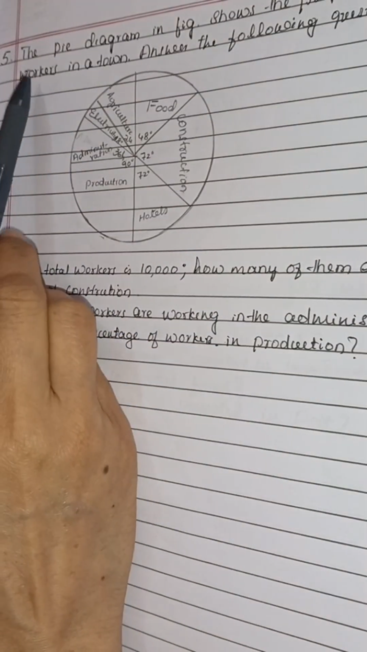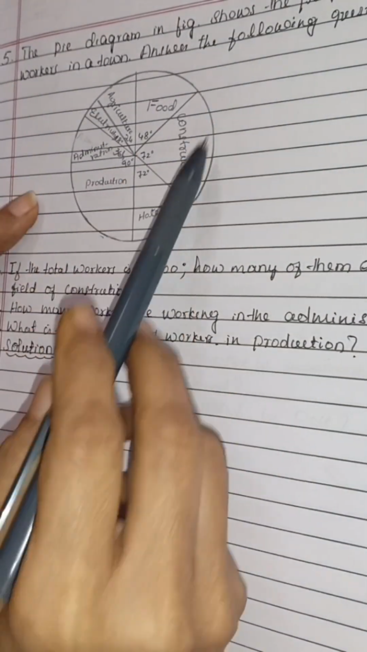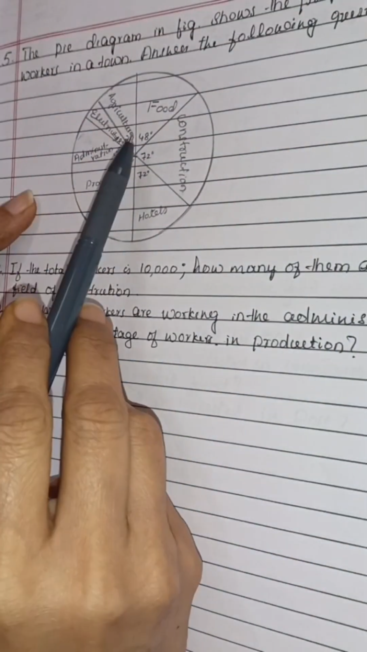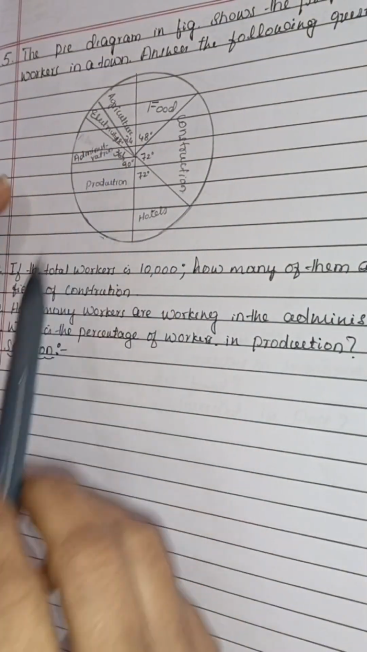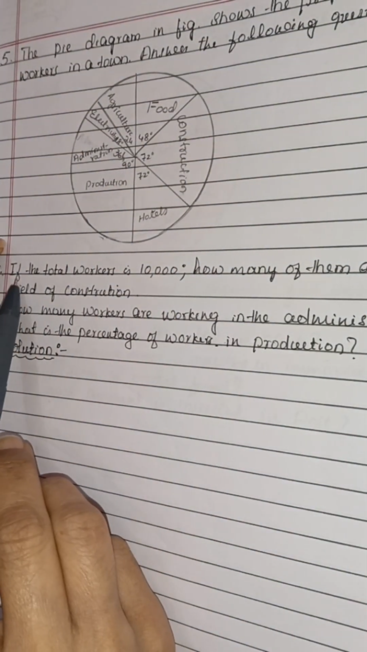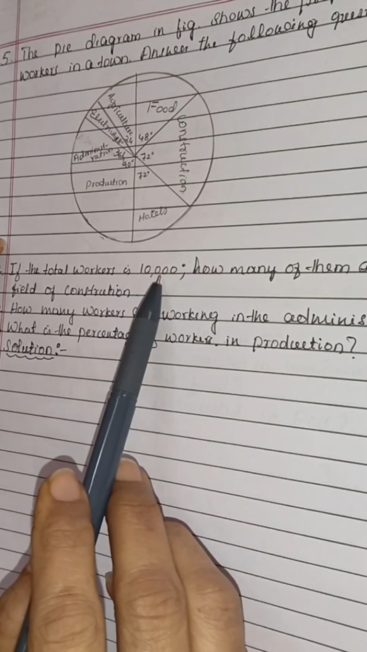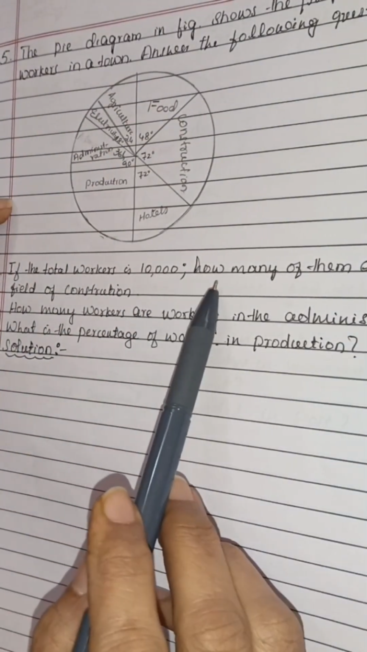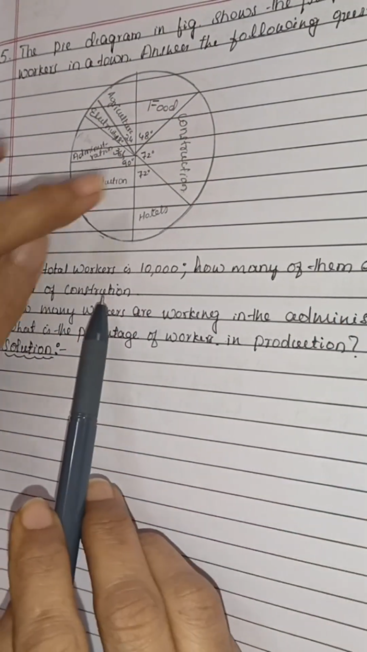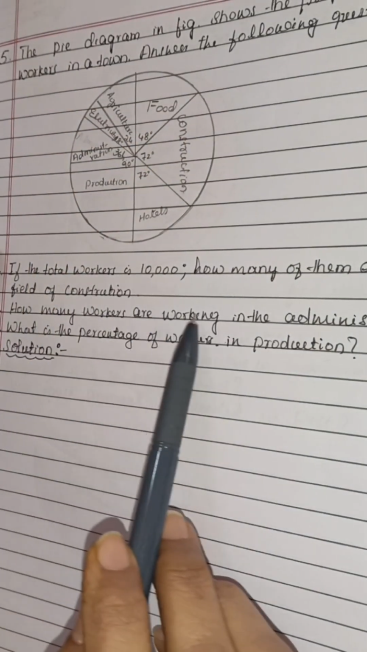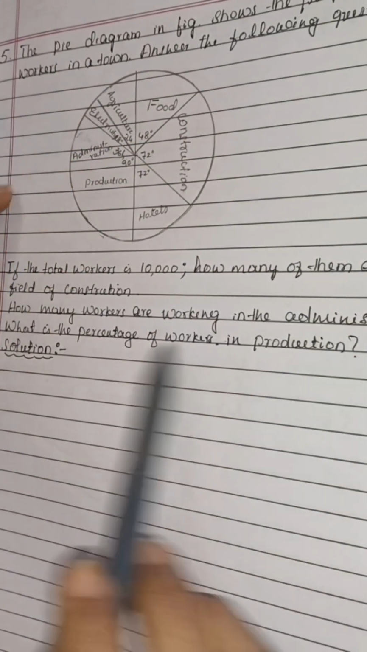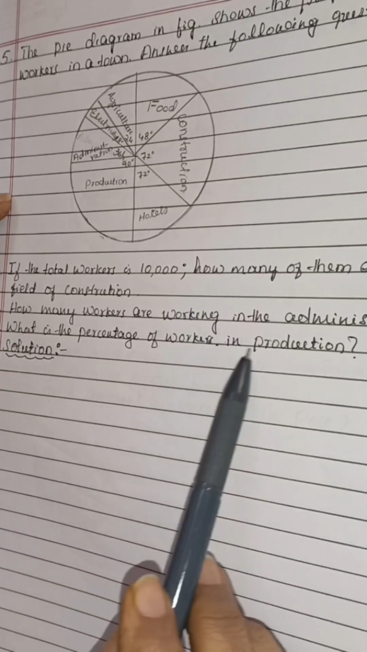Question number 5. The pie diagram in this figure shows the proportion of different workers in a town. Answer the following questions. See, here's the pie diagram. If the total workers is 10,000, how many of them are in the field of construction? Second question: how many workers are working in the administration? Third question: what is the percentage of workers in the production?